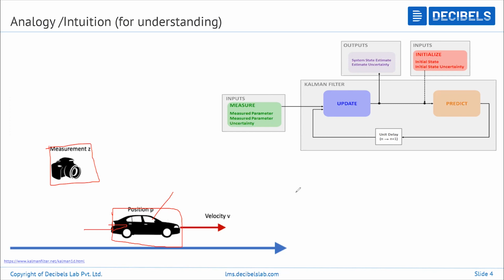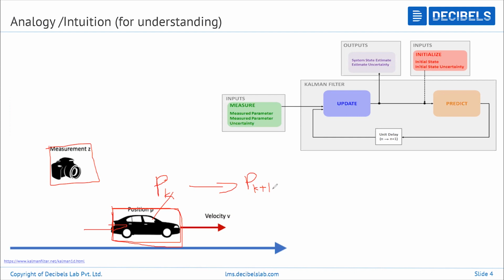So here, as we see, this represents, assuming that this is your position at k. Okay. And in the next time step, let's say in the next second, your position value will be updated.